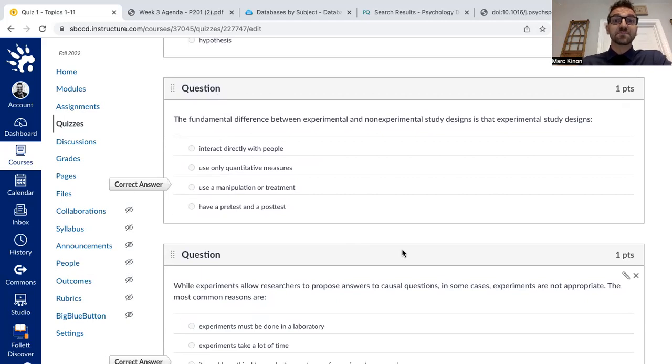The fundamental difference between experimental and non-experimental study designs is that experimental study designs use a manipulation or treatment. And what does this look like and why is it important? Let's say I'm conducting a study and I want to see if cognitive behavioral therapy works better than, let's say, just taking a drug, medication. So one condition is participants receive cognitive behavioral therapy. The other condition is participants don't receive cognitive behavioral therapy, they just receive medication for their depression.